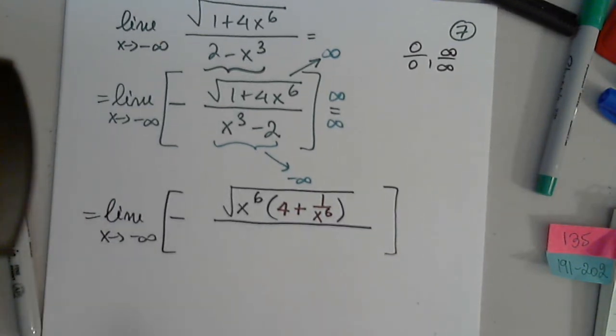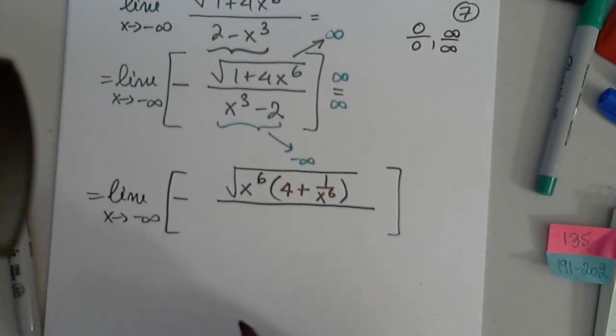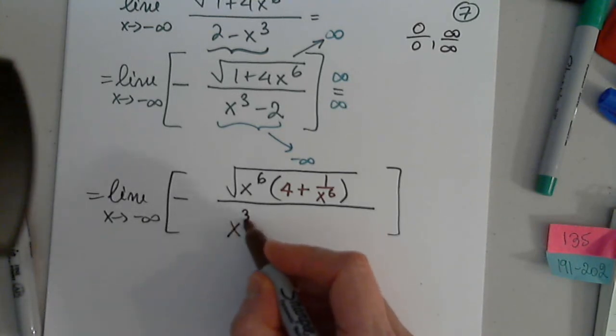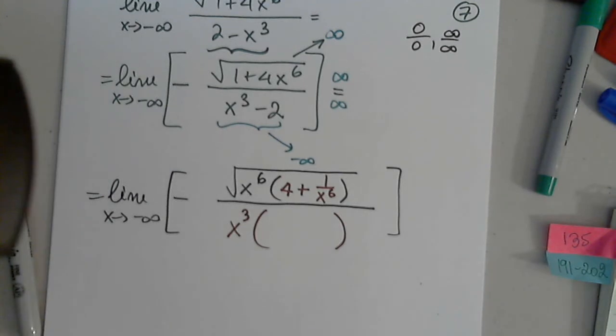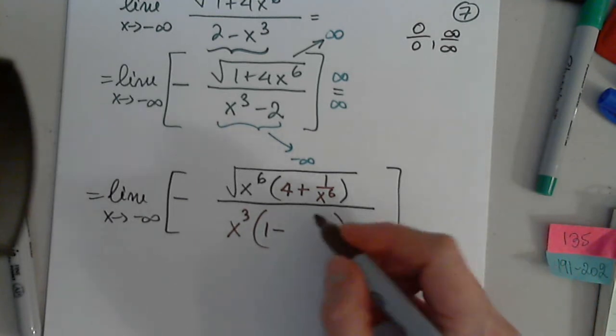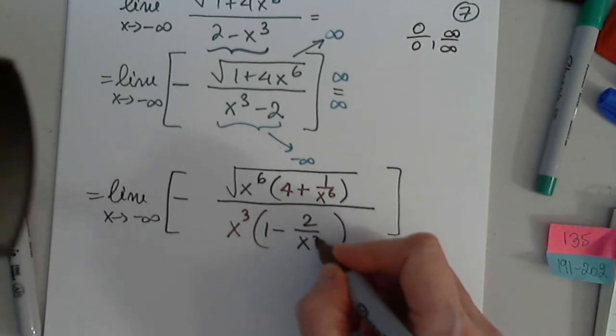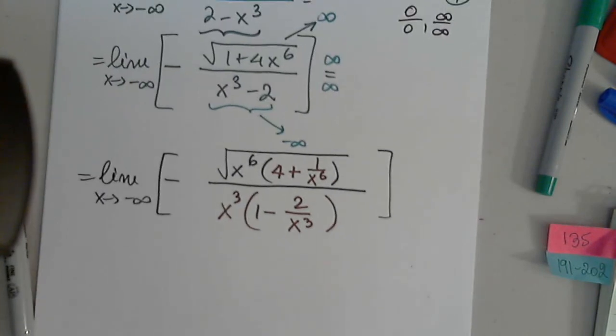Excellent. What about the denominator? Kush, will you give us the denominator? What is the degree of the denominator? x to the 3rd. Good. So I pull out x to the 3rd. Lindsay, what do I write inside? Would that be 1 minus 2 over x to the 3rd? Brilliant. Excellent. Great job. Okay.